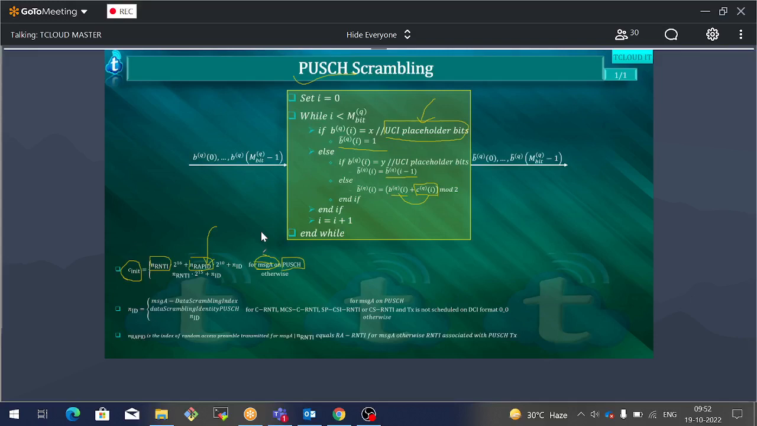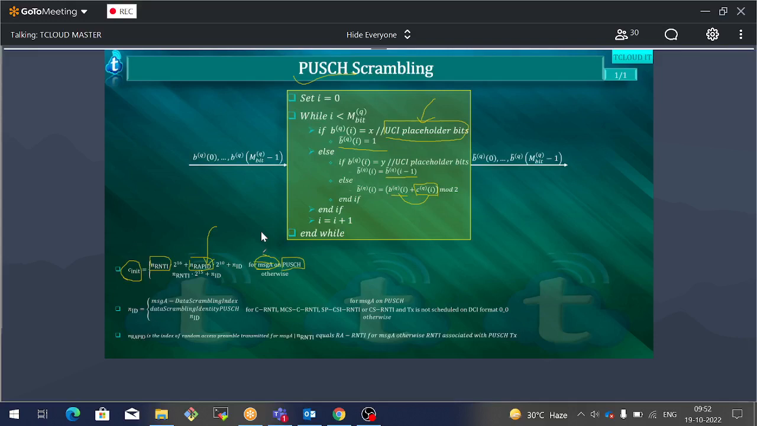But you don't require that ID part if you are transmitting PUSCH normally. When you are doing normal PUSCH transmission, not used for this random access procedure preamble, random access procedure related thing. So in normal cases, the C init value would be N_RNTI into 2 to the power of 15 plus N_ID. Simply whatever the RNTI that is allocated to you, and then based on that you do this.